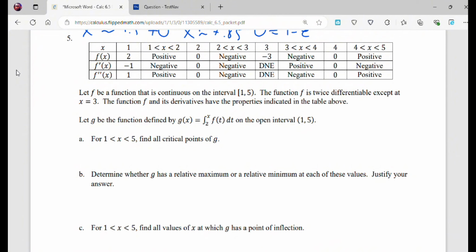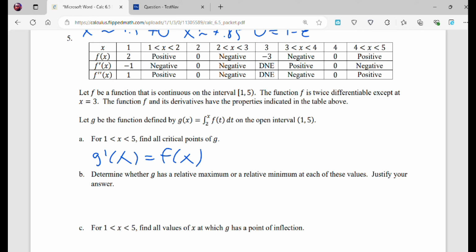A, for x from 1 to 5, find all critical points of g. So critical points of g, so g prime has to equal 0. So g prime of x, according to the fundamental theorem of calculus, equals f of x here, right?